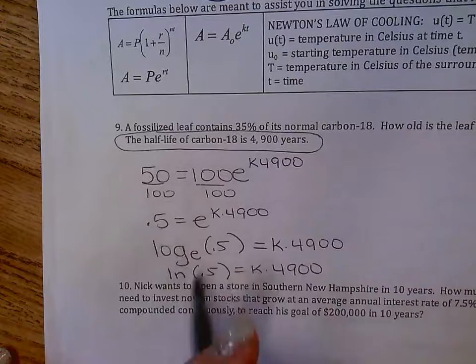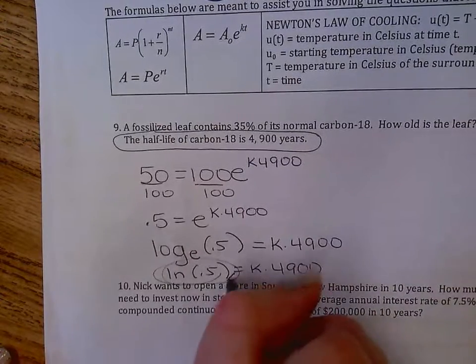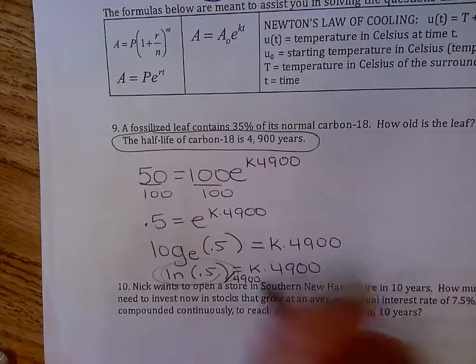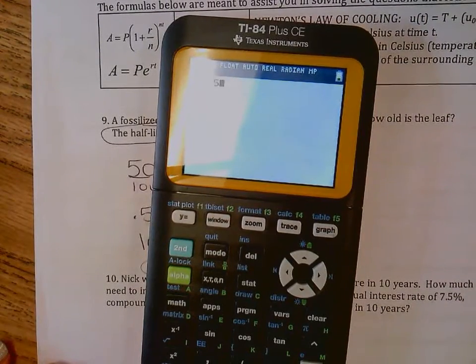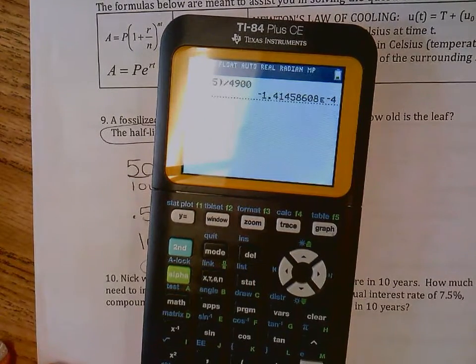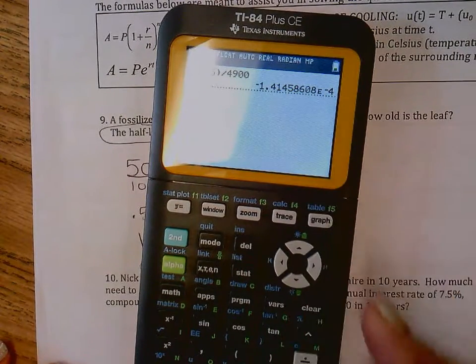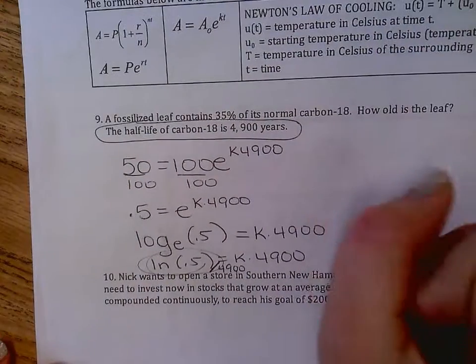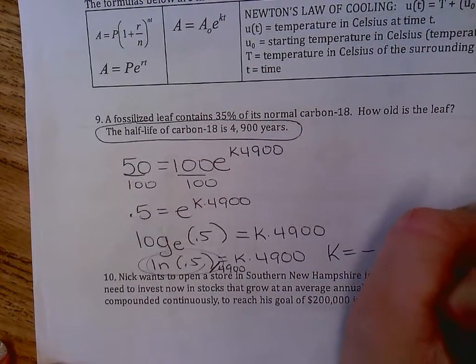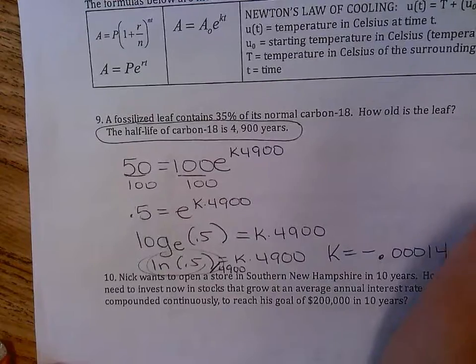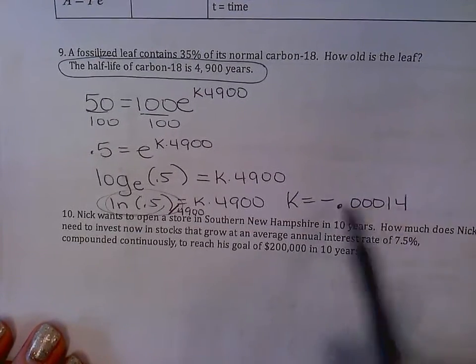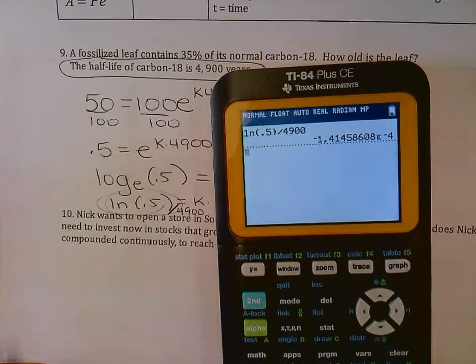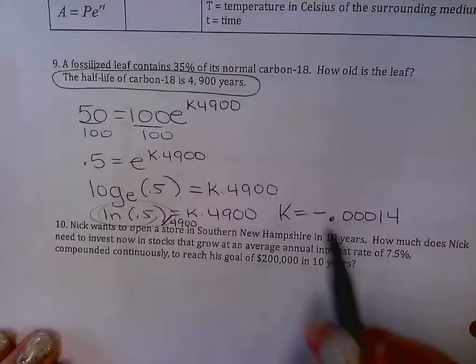So I'm going to take the natural log of a half on my calculator and then divide by 4,900. And it's going to come out as a really small number. So you need to recognize when you're coming out with scientific notation, this e to the -4 tells me that I'm going to write my k value -0.00014 because it was 1.4, but they slid the decimal back 4 spaces. So that number is equal to that k value.